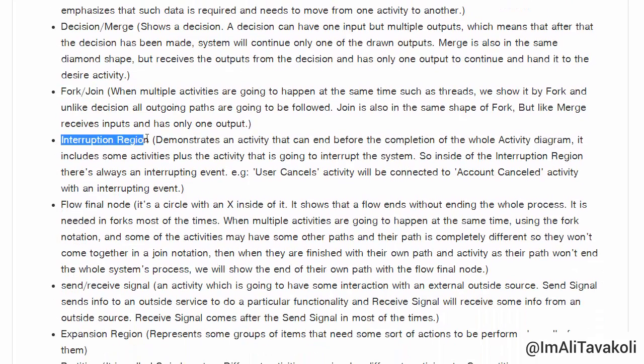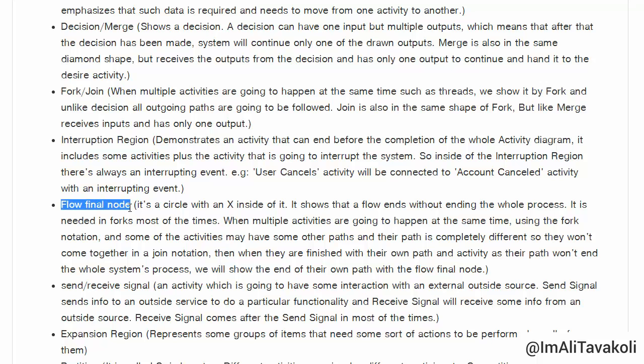Interruption region demonstrates an activity that can end before the completion of the whole activity diagram. An interruption region includes an interrupting action, like user cancels creating an account or cancels logging in. This is an interrupting action and leads to, for example, another action which is account canceled. So that's all there is to an interruption region.